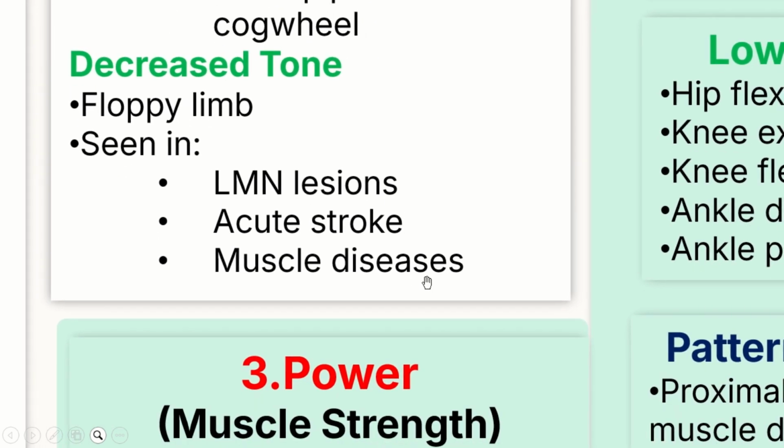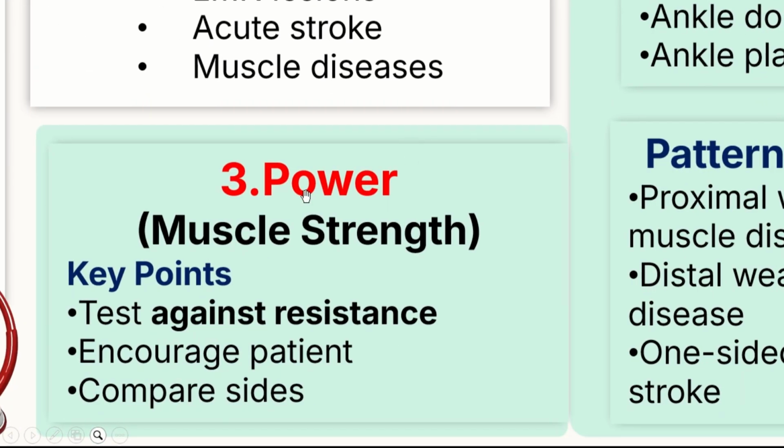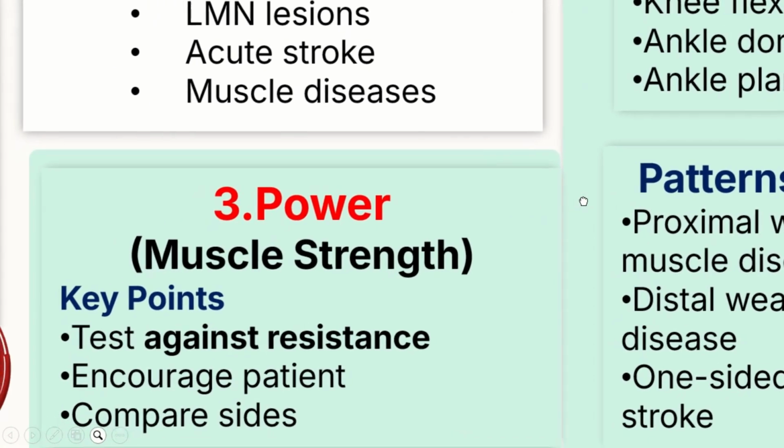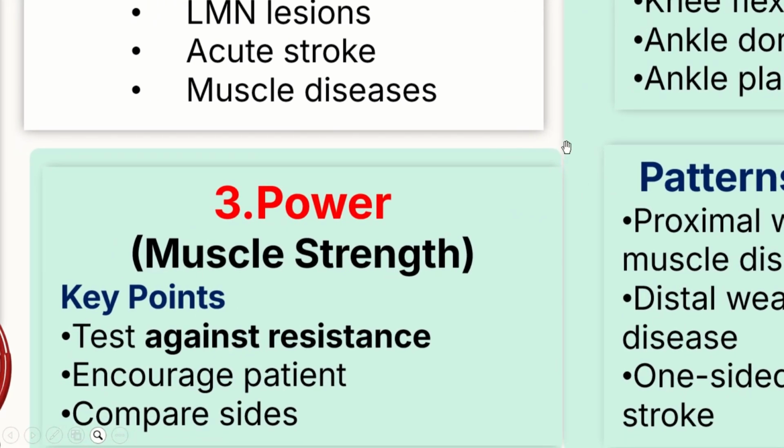Then when we look at the power, we're going to look at the muscle strength, and the key point is that we're going to test it against resistance. We're going to encourage the patient, and then we want to make sure that you compare the sides at all times. You will find someone is weaker than you expect, but their power could be more reduced on one side than the other. So you always have to compare with the patient's other side and with your own strength or another person's strength.